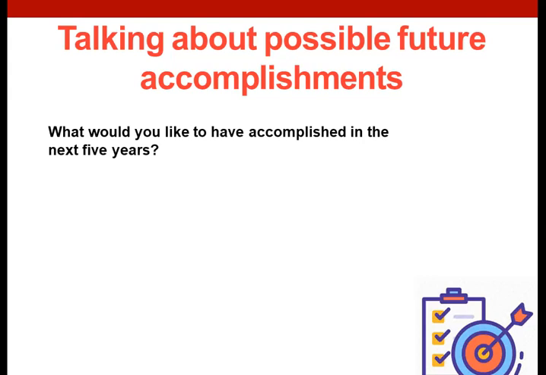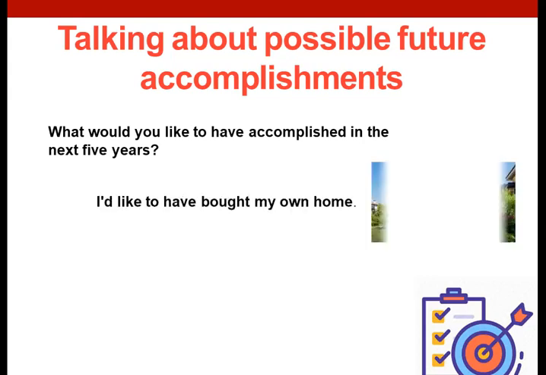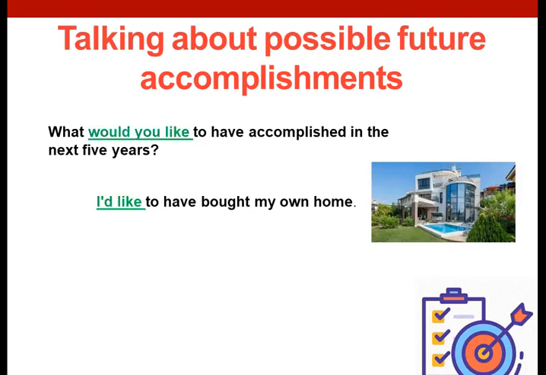This is my possible future accomplishment. Or, what would you like to have accomplished in the next 5 years? I'd like to have bought my own home. Here, I use an expression would like. I'd like to have bought. I use this expression to talk about some things that are not possible nowadays, but they are not impossible in the future. Probably they will happen and they will come true.